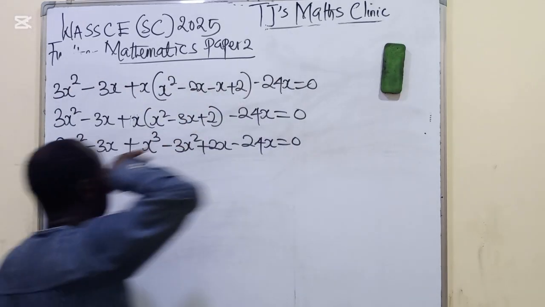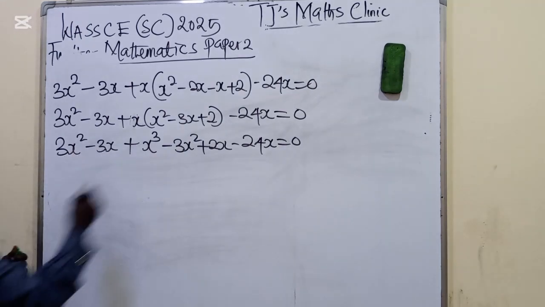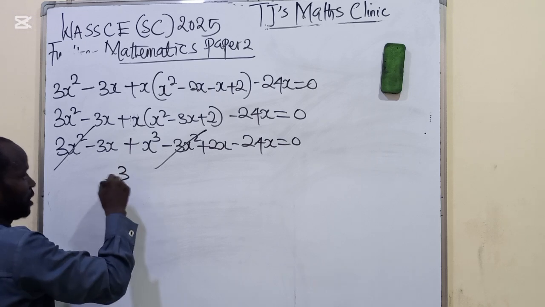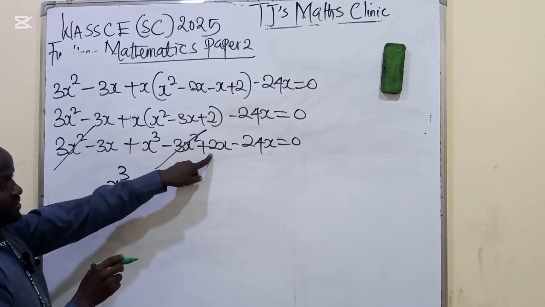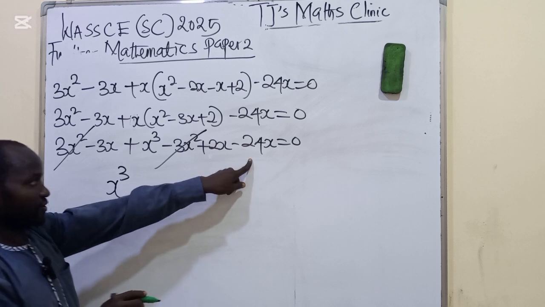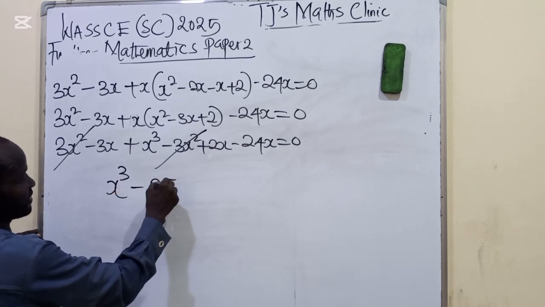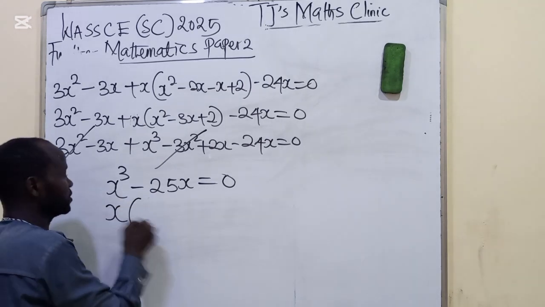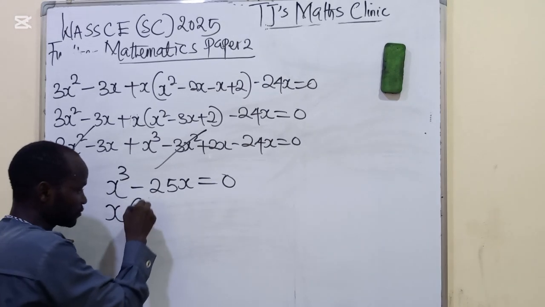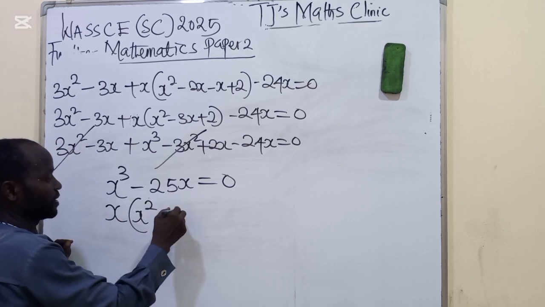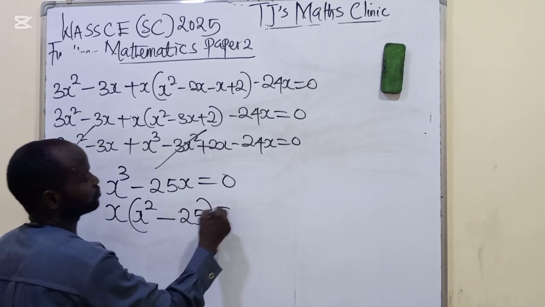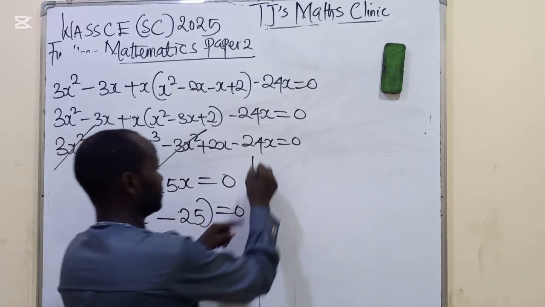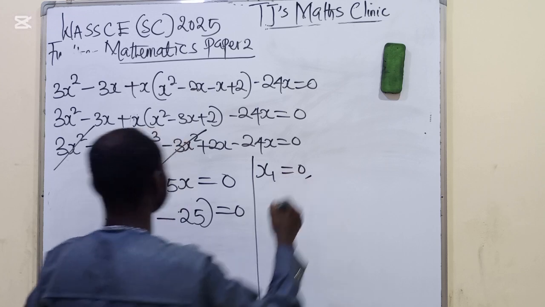Let's look at what we can do here. 3x squared minus 3x squared will be 0. We have x cubed as the leading power. Then minus 3x plus 2x, that will be minus x. Minus x minus 24x, that will be minus 25x, equals 0. Here x is common. Let's factor it out. x cubed divided by x is x squared, minus 25x divided by x is 25, equals 0. First solution for x: either x equals 0, meaning x1 equals 0.